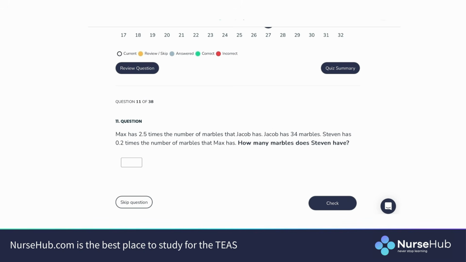Question 11. Max has 2.5 times the number of marbles that Jacob has. Jacob has 34 marbles. Stephen has 0.2 times the number of marbles that Max has. How many marbles does Stephen have? All right, try it out, see what happens.